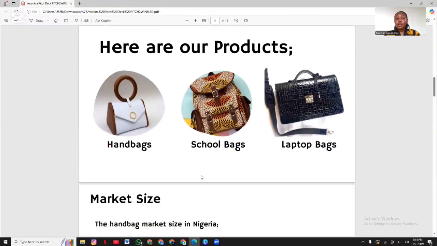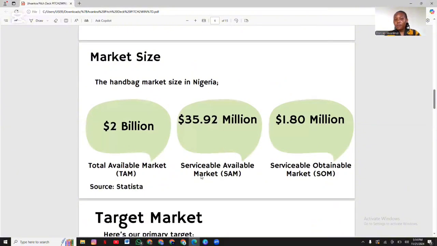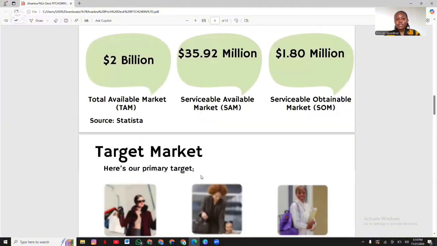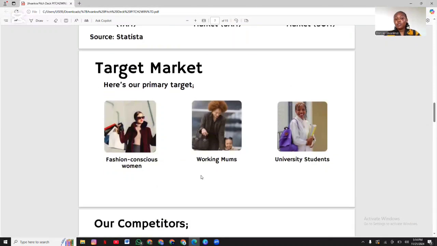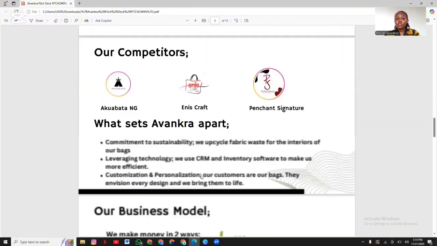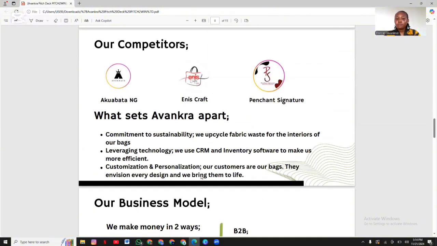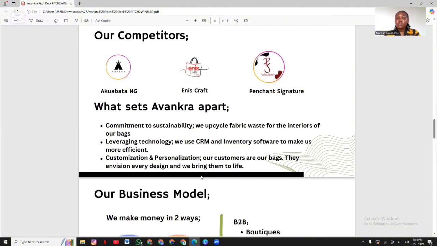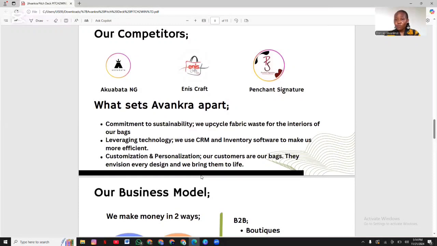So these are the products. If you want to show your products, you show them. And this is the market size for my bag, for the handbag business industry. This is our market size. And this is the target market, and also list out your target. My target market is university students, working class women and fashion conscious people. And these are my competitors. You can also list out your competitors.